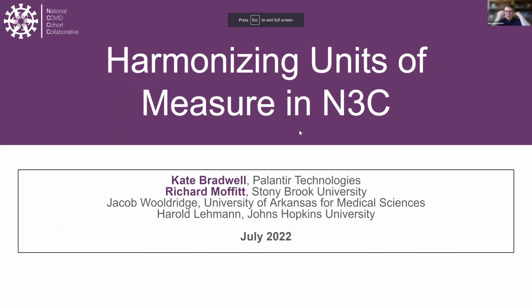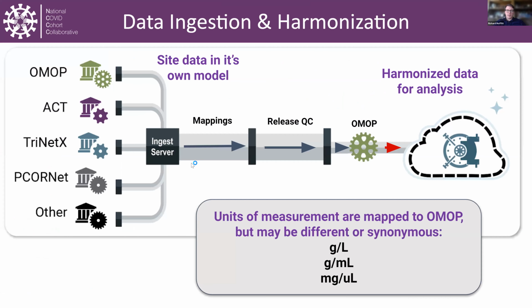All right. So while Kate and I are going to be giving the talk today, we want to start by acknowledging the immense amount of effort that both Jacob Woldridge and Harold Lehman also put in on this work, as well as a lot of our co-authors that we'll show at the end. So as hopefully all of us know, in N3C, we take data from multiple different data models. They all get mapped to common OMOP vocabularies, and there's some quality control, and this data is released to us, the community, to be able to work with it.